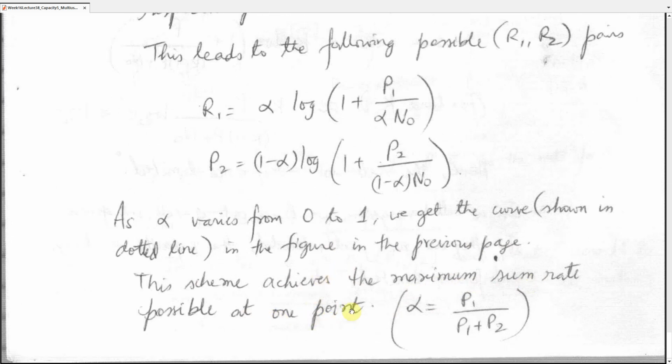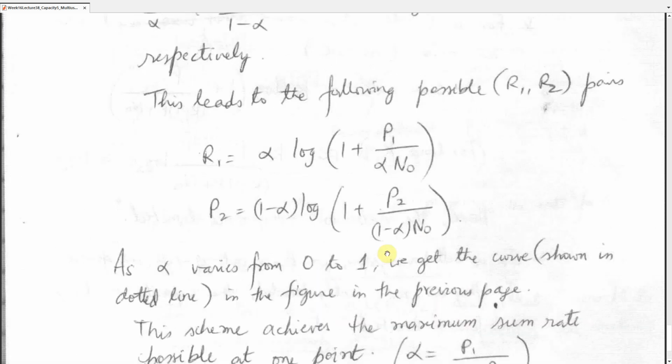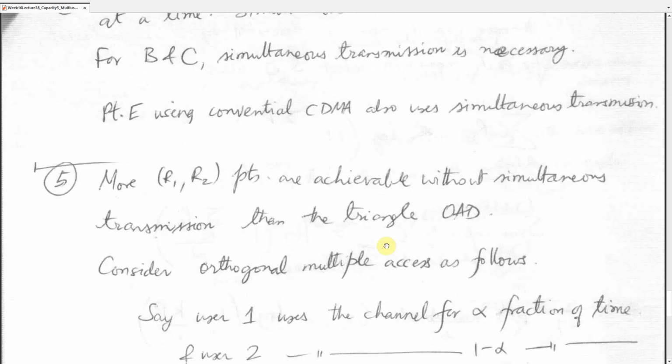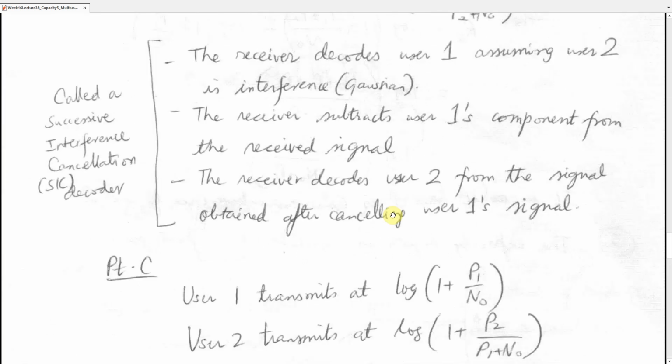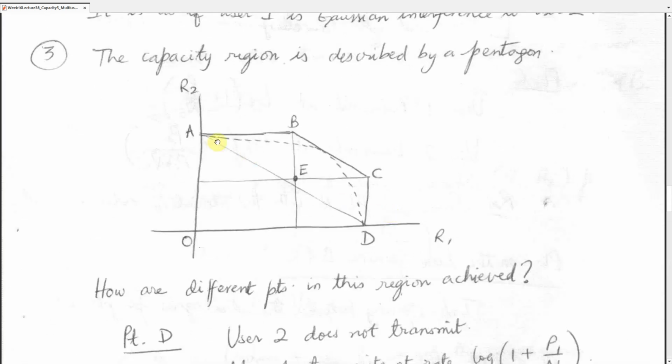How can we define alpha? Alpha can be defined by the respective powers. Alpha is equal to P1 over P1 plus P2. So we are talking about this region, this dotted line. So maximum sum rate for given alpha can be achieved at these points.